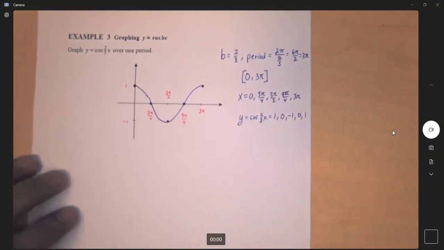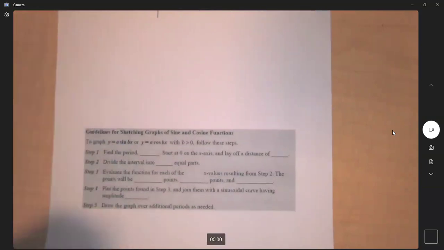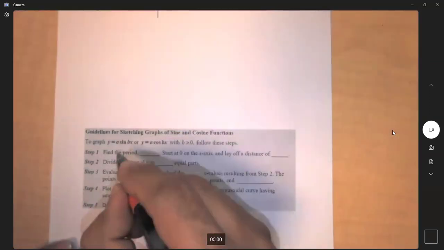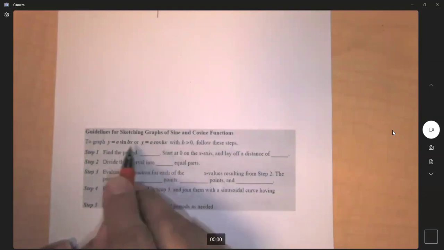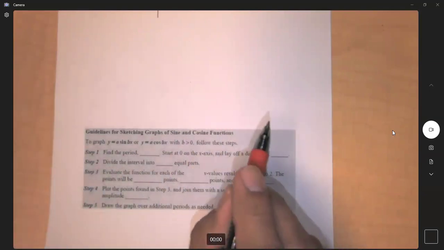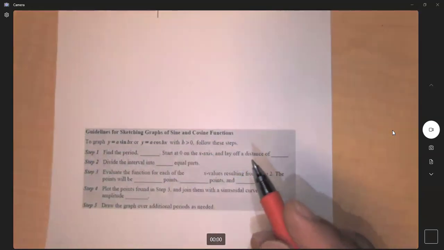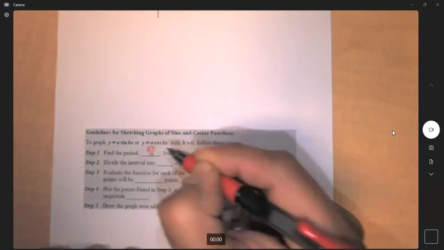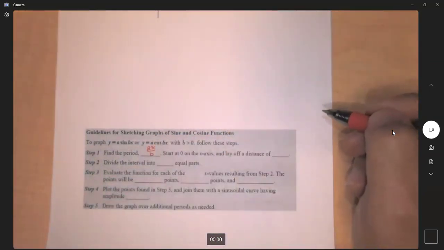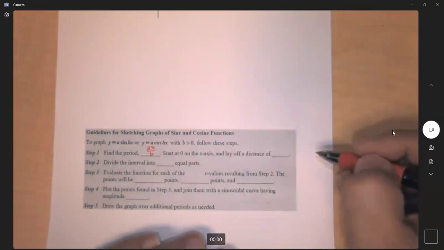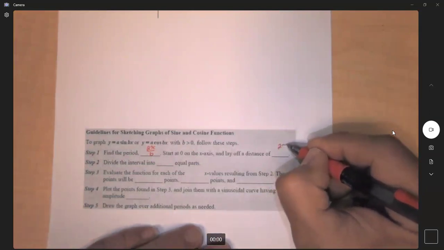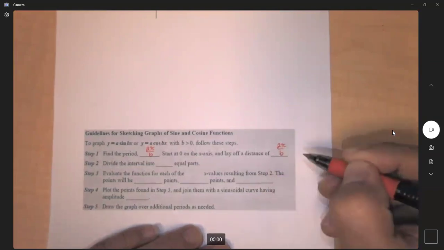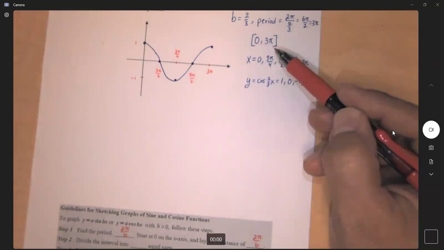All right, let's do some generalizations now. Here are some guidelines for sketching the graphs. You find the period. And again, you do this if there's a B value inside that's not 1. The ones we started with at the beginning had B equal to 1, so we knew the period was 2 pi. So you find the period by taking 2 pi and dividing that by B. You start at the 0 axis, and then you go all the way to 2 pi divided by B, right? Just like in this last one, I went all the way to 3 pi.